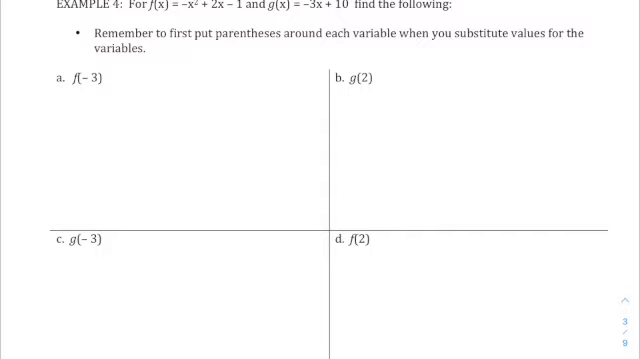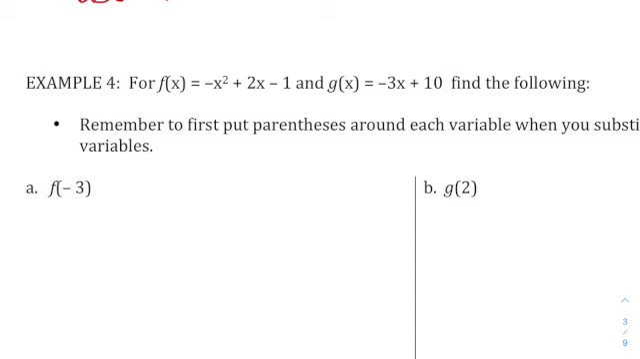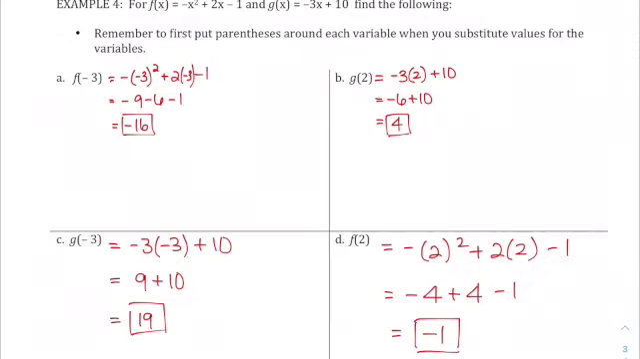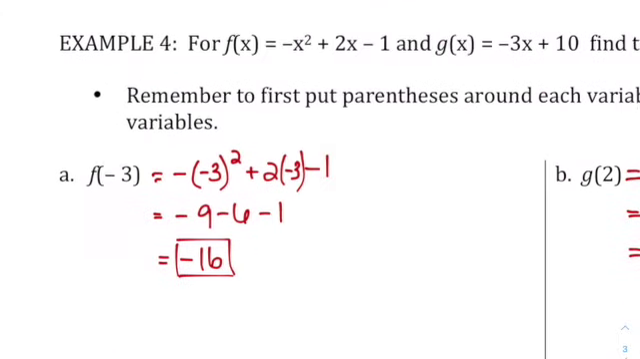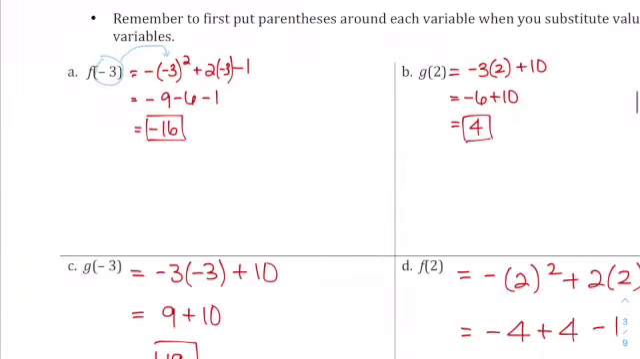Remember, first put parentheses around each variable when you substitute the value for the variables. And then if you look at letter A, that tells you which equation to pick. This is F, so you go up to here and pick up the F and then just plug in. And I believe we've done this before. So please finish your A through D and we'll compare the answers. So the answer for 4A is negative 16, 4B is 4, 4C is 19, 4D is negative 1. And notice I put in the value in parentheses every single time, replacing the letter. So make sure you do that so you don't mess up on the signs and the numbers.